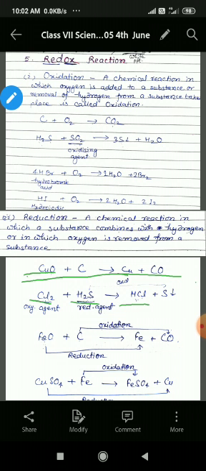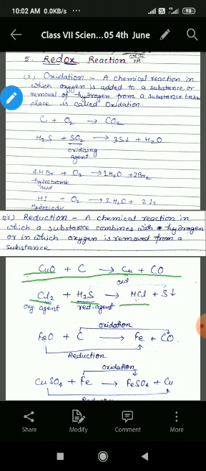So I think you have understood, students, how oxidation and reduction take place. And students, its name is redox because if reduction is taking place, at the same time oxidation will definitely also take place. That's why this reaction has been given the name redox reaction.